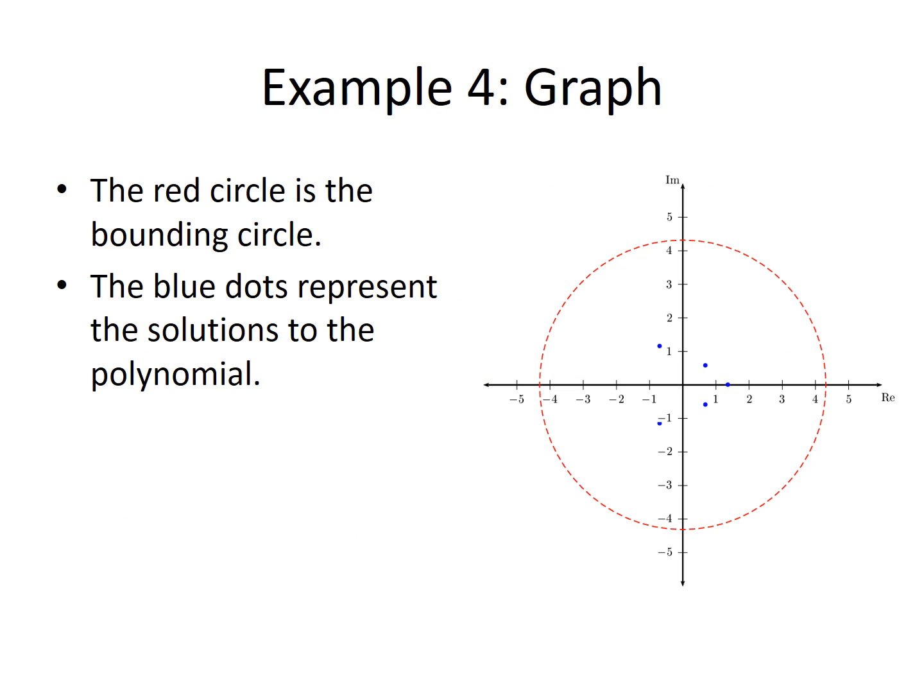The red circle again is the bounding circle in the complex plane, and the blue dots represent the actual solutions to the polynomial. So here we can see the red circle has enclosed all the possible solutions to this polynomial.